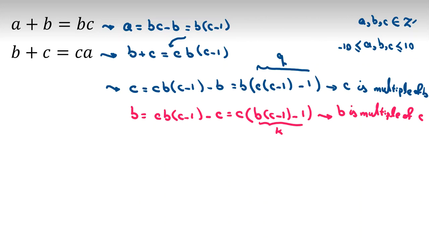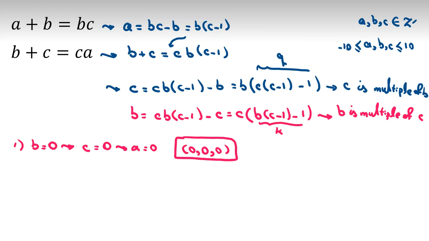One thing we first pay attention to, case 1: if one of them is 0. For example, suppose B is 0, because when we talk about multiples, 0 is not a good thing to work with. If B is 0, then C will also be 0. So B is 0, C is 0, and in the first equation BC is 0, so A will also be 0. So one answer is 0, 0, 0 for A, B, C.